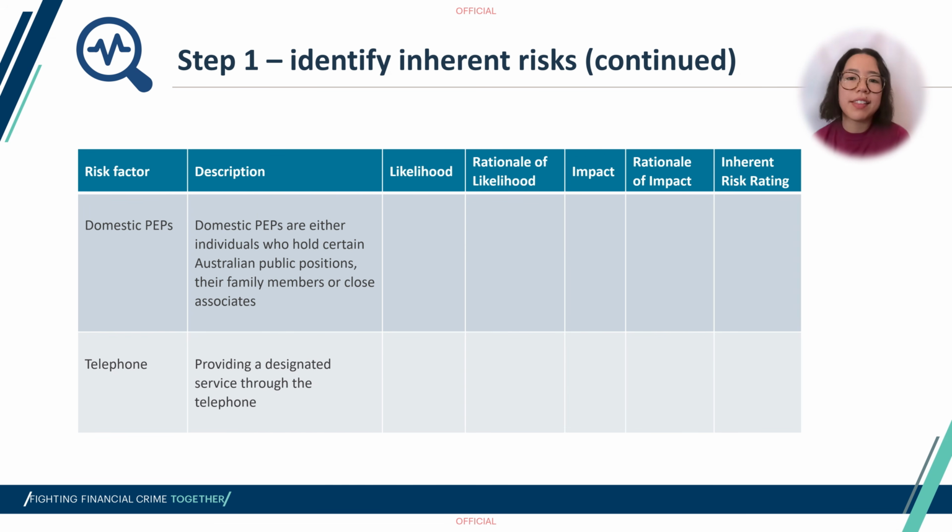For the purposes of this next activity, we'll be demonstrating some of the information you could include in your risk assessment. To do this, we'll be focusing on 2 specific risk factors: domestic politically exposed persons, or PEPs, and a telephone delivery channel. In saying this, we again encourage you to think about the risk factors you might see in your business when it comes to your designated services, your customer types, your delivery channels, and the countries you deal with.